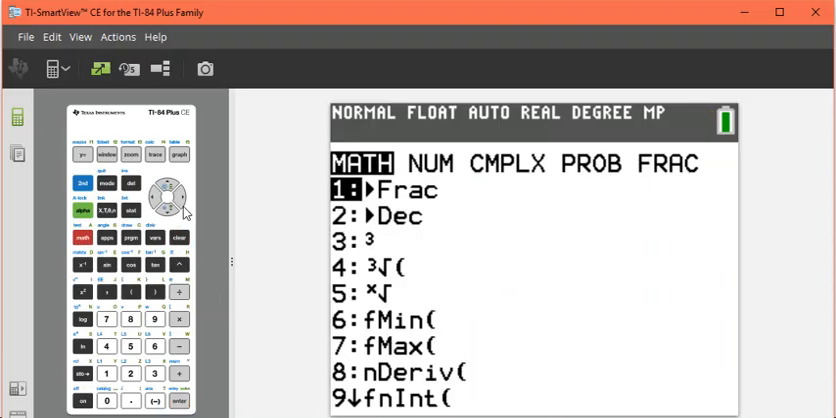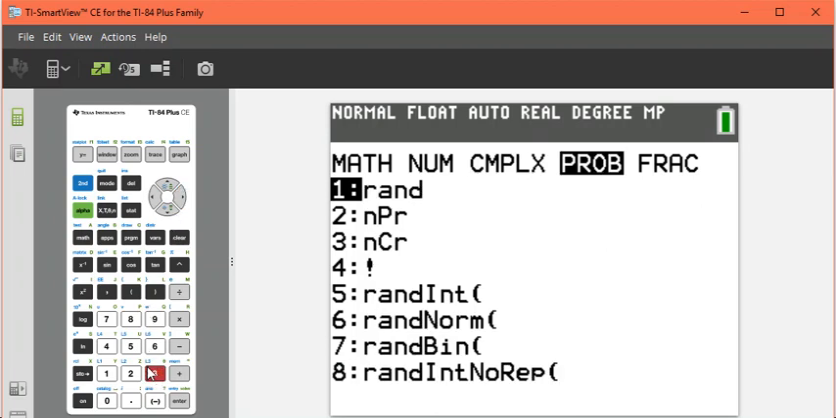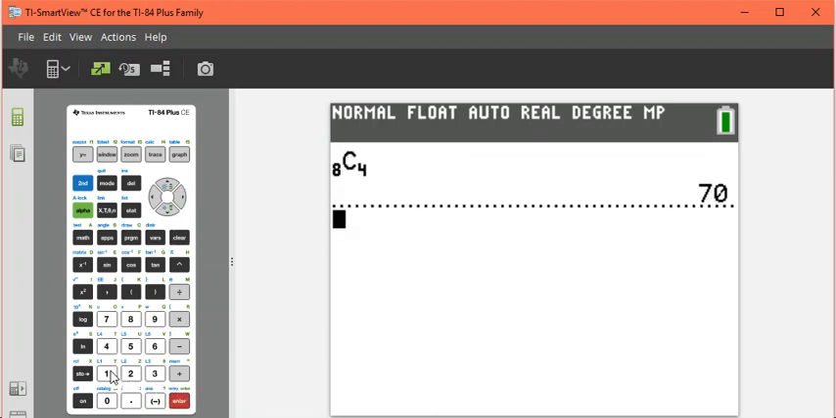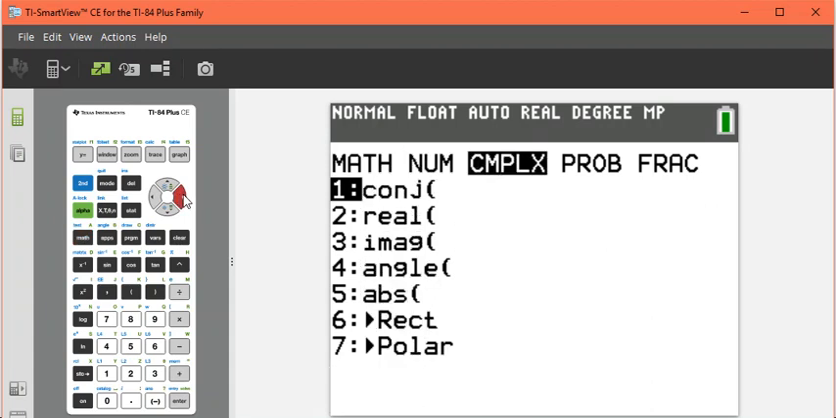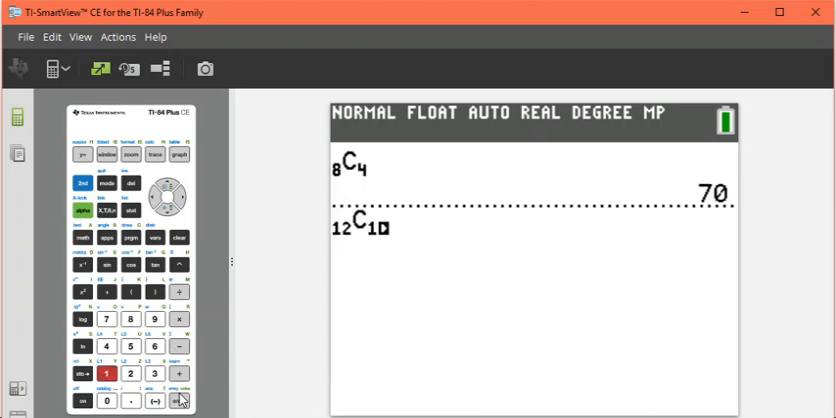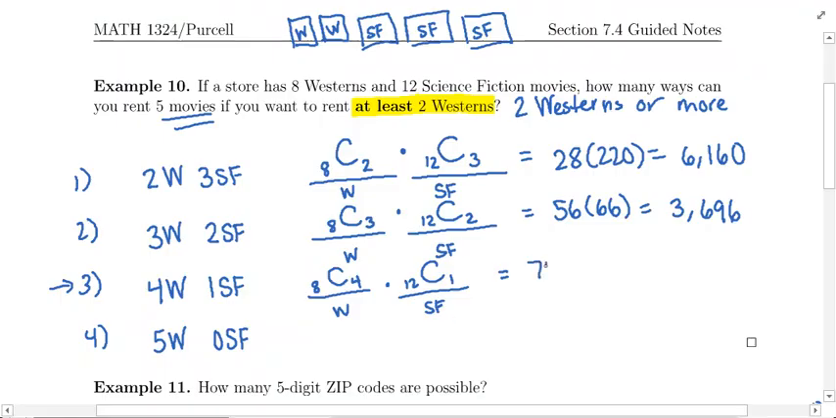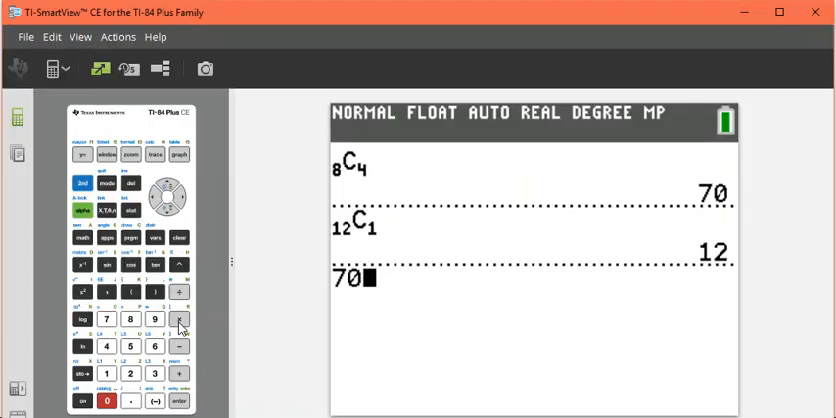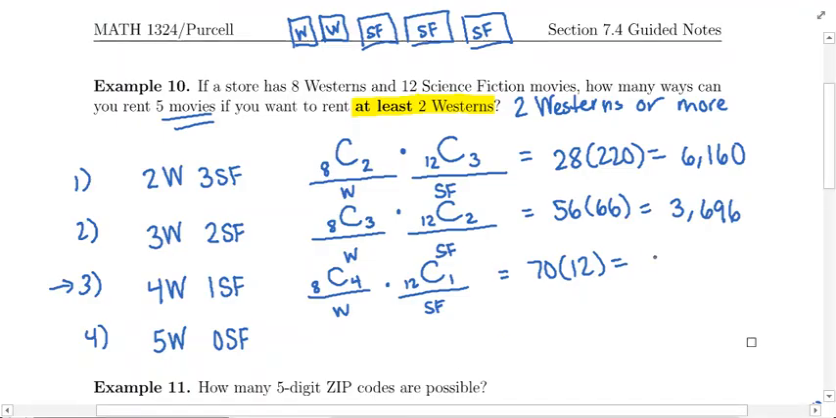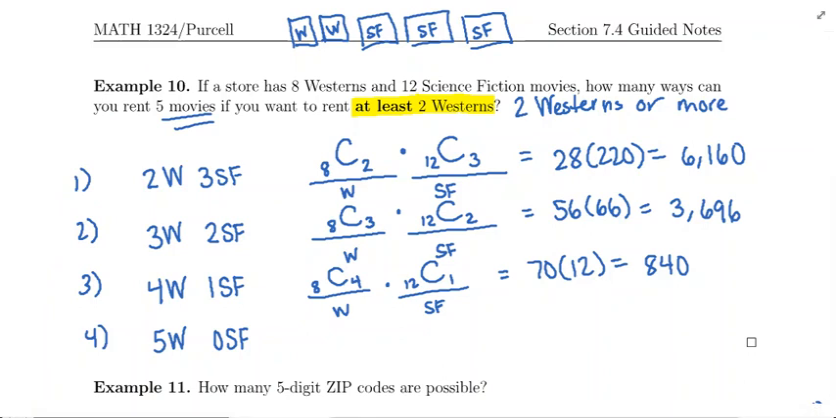So we're going to have 8 choose 4 and 12 choose 1. Okay, so it's going to be 70 times 12. Let's go figure that out. So that's going to be 840 different ways to rent 4 Westerns and 1 science fiction film. All right, our last possibility would be to rent all Westerns.